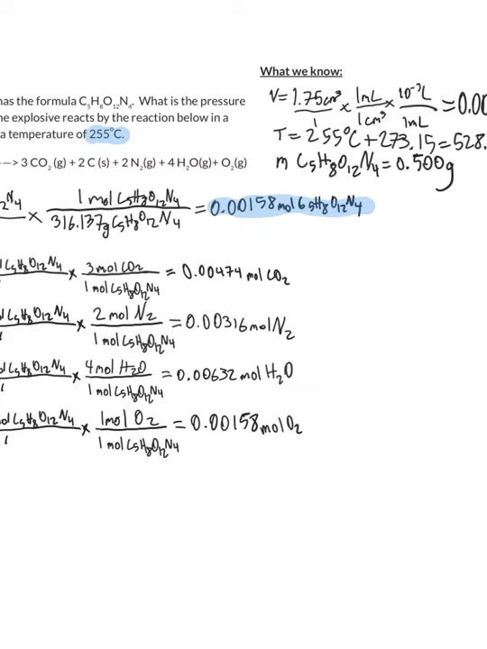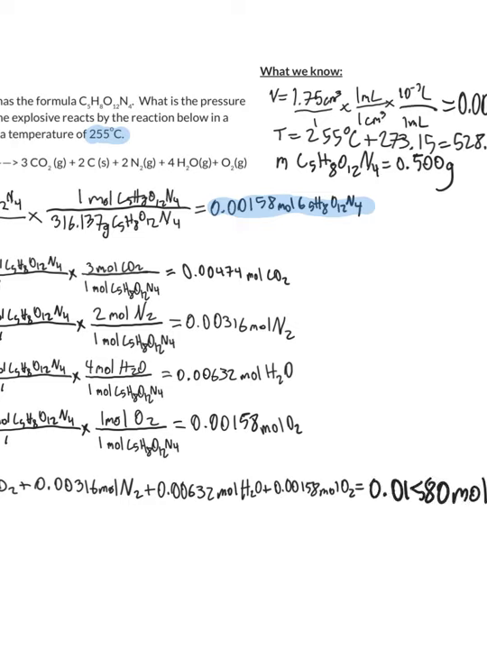Now we will add all of the moles to each other, so we will add the moles of CO2, N2, H2O, and O2, because we know we are looking for the total pressure, so we can add it all together and use the total moles in our next step. So after we add those all together, we get 0.01580 moles total.